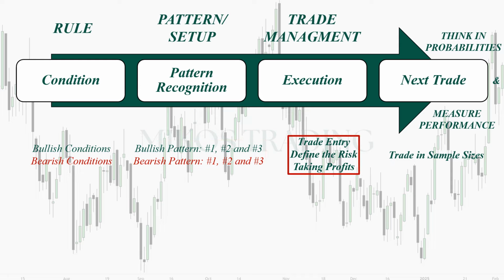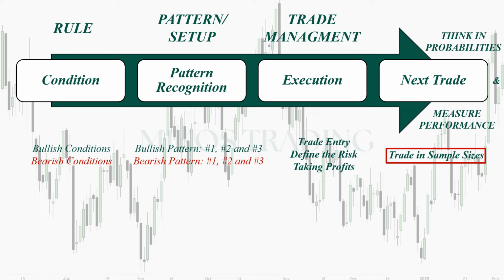At the execution stage, I define my entry point and my stop loss level. This allows me to define the risk as well as my potential reward. If I'm satisfied with the potential reward, I execute on the trade idea. If I think the reward isn't worth the risk, I wait for another setup as long as the conditions continue to hold true. If I decide that the risk is worth it, I enter the trade.